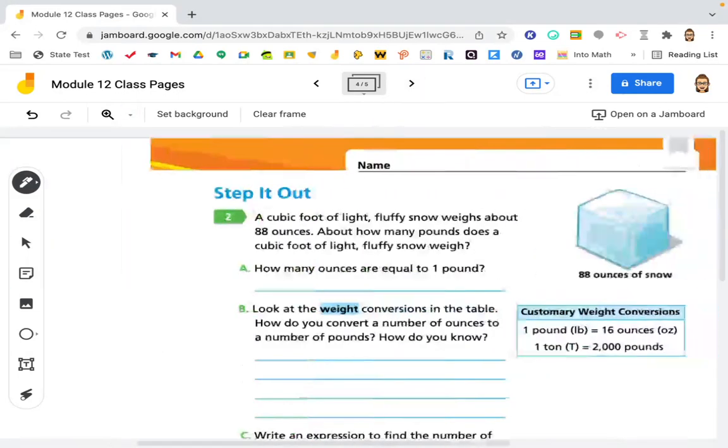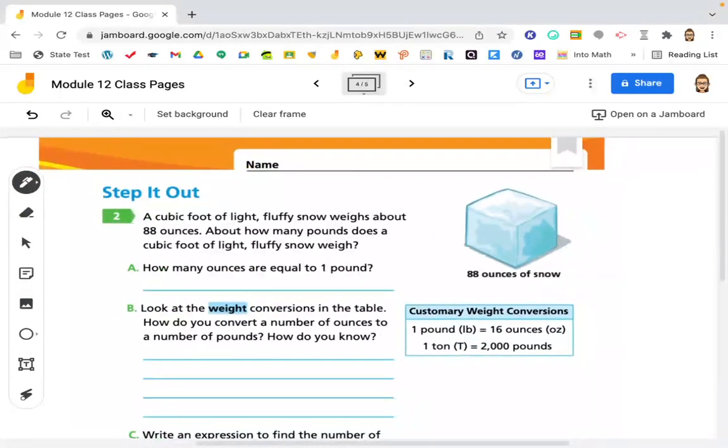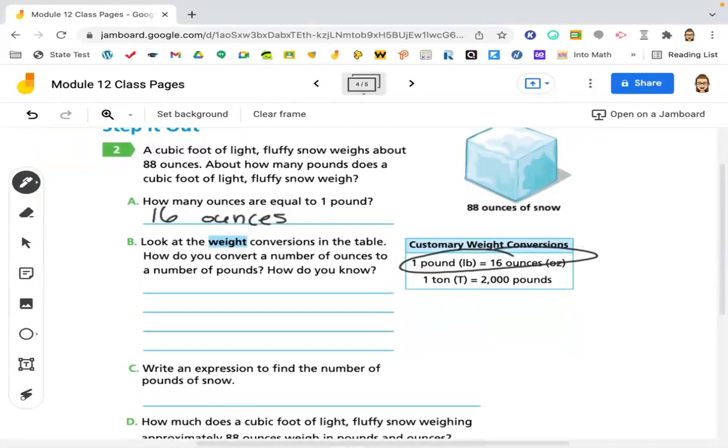Okay, so next it says a cubic foot of light fluffy snow weighs about 88 ounces. About how many pounds does a cubic foot of light fluffy snow weigh? So how many ounces are equal to a pound? Well, over here it says that 16 ounces equal 1 pound. So it says, look at the weight conversions table. How do you convert the number of ounces to the number of pounds? Well, we're going to divide the number of ounces by 16.